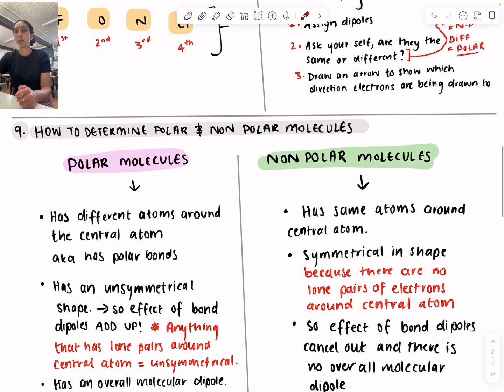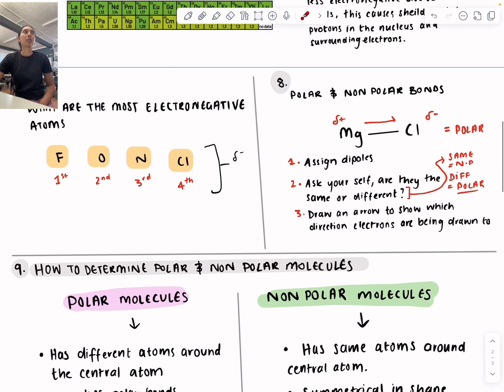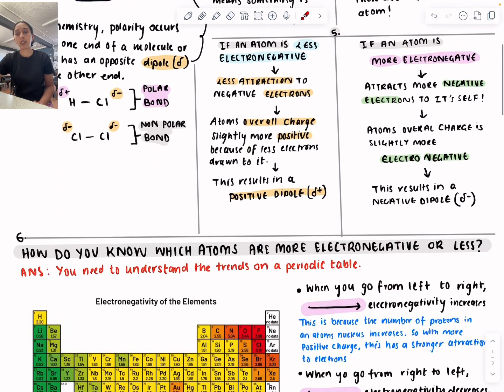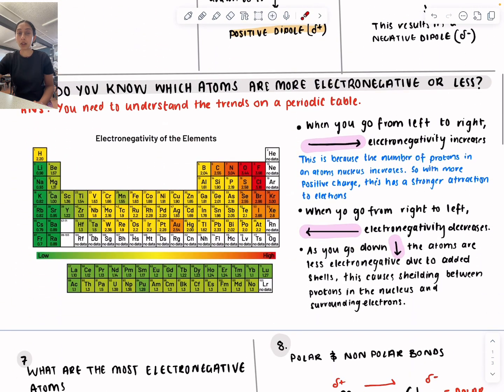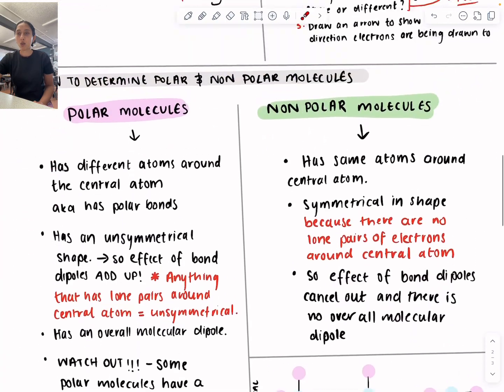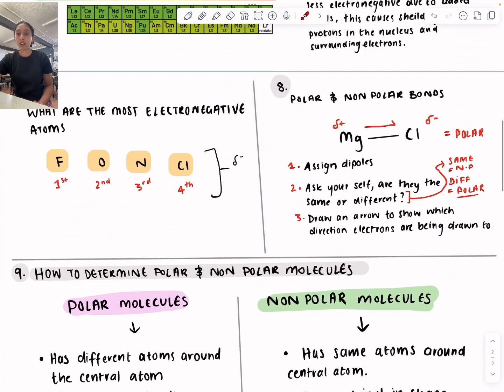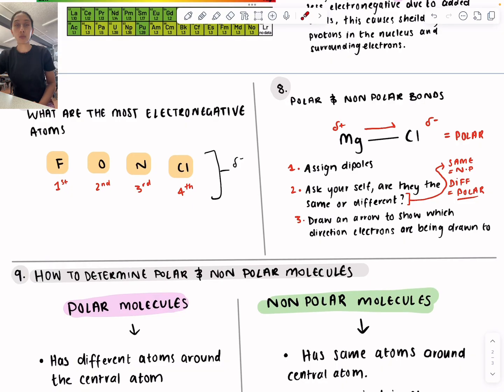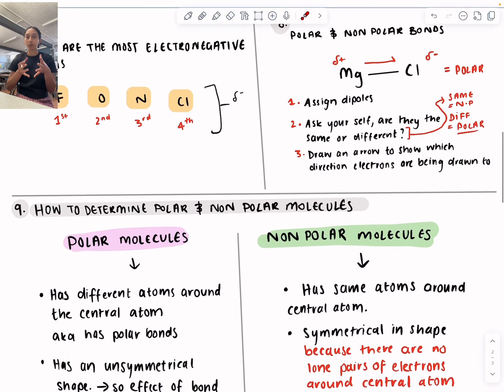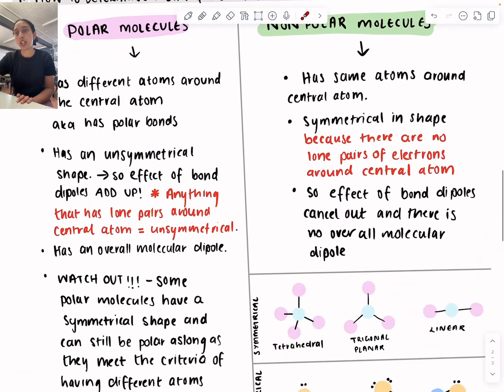that I provided. Okay, now we're up to the last little segment of this tutorial. So far, we've learned about dipoles, we've learned about electronegativity, we know how to assign them, we know the trends of the periodic table. All we need to learn right now is how can you determine polar molecules and non-polar molecules. So we know how to determine polar bonds and non-polar bonds, but what about as a whole molecule? So I've made a little bit of a checklist for you.